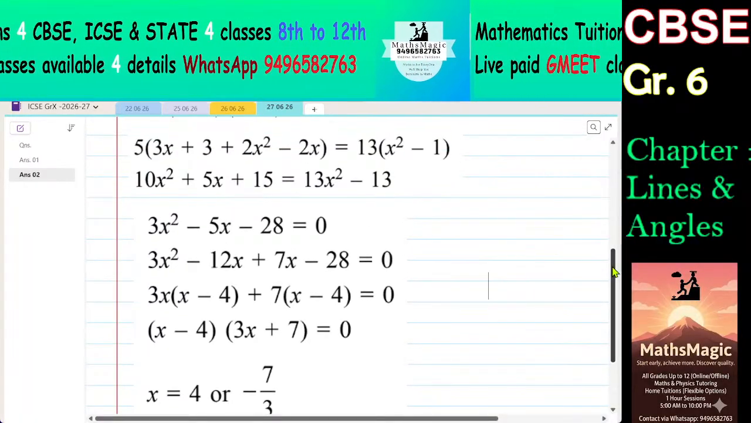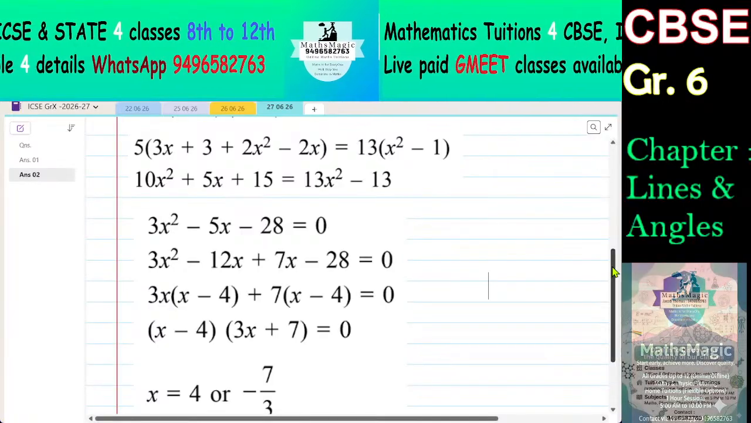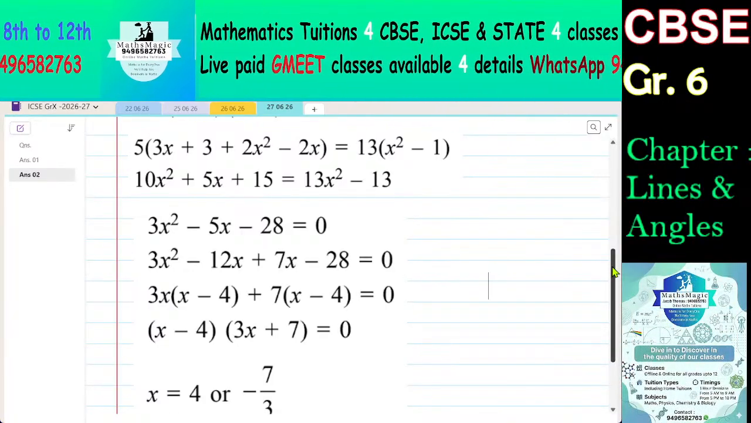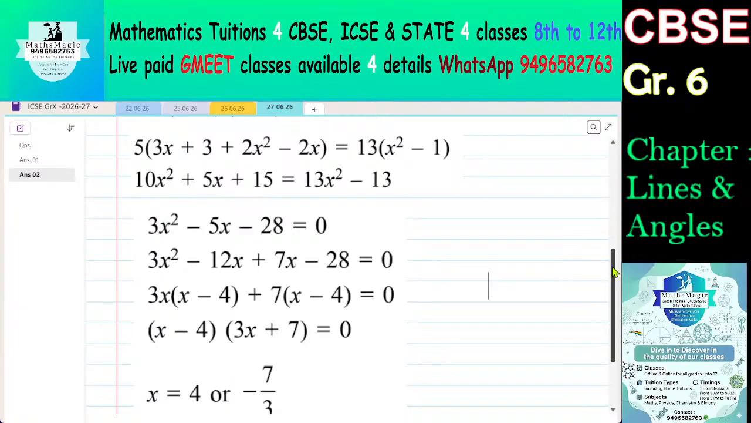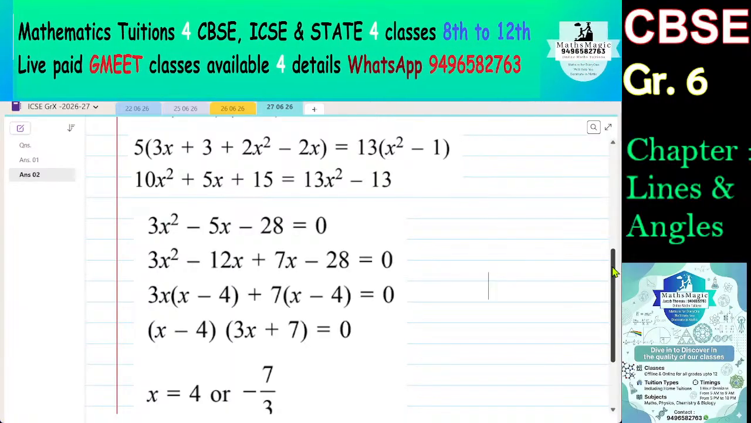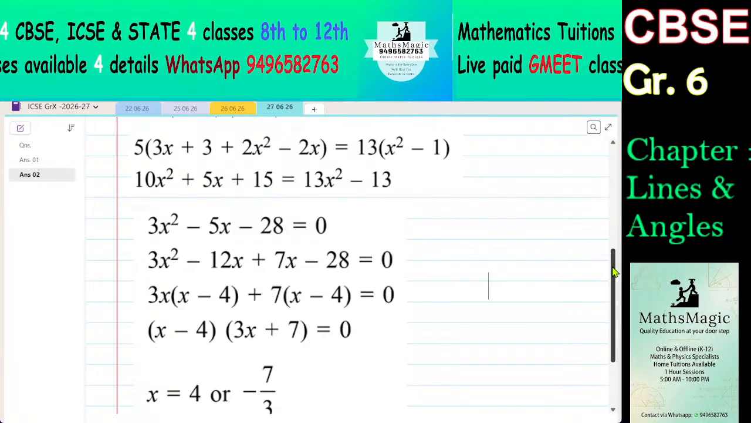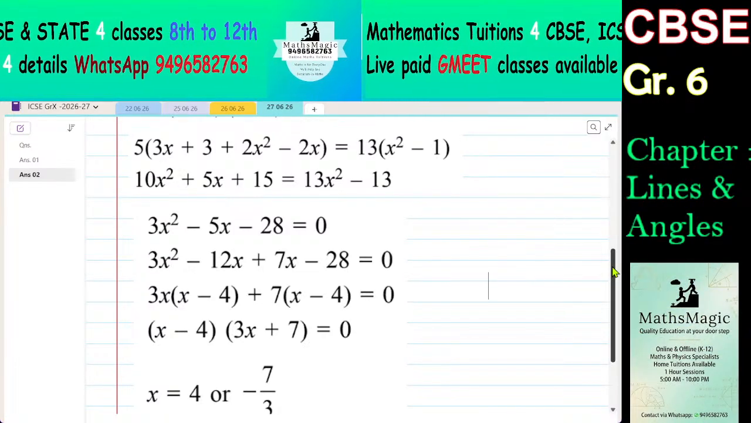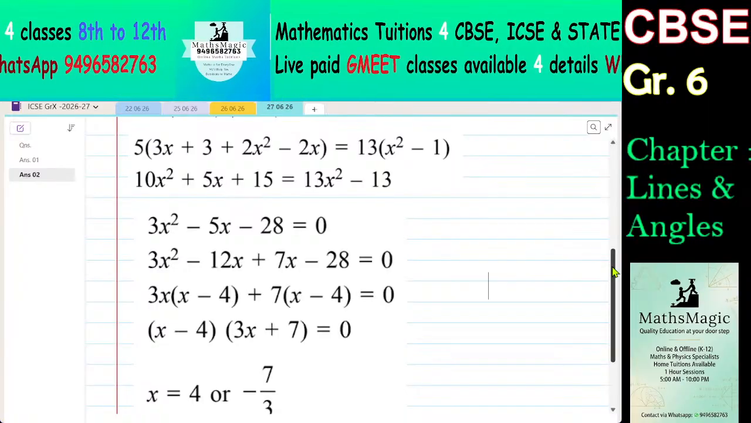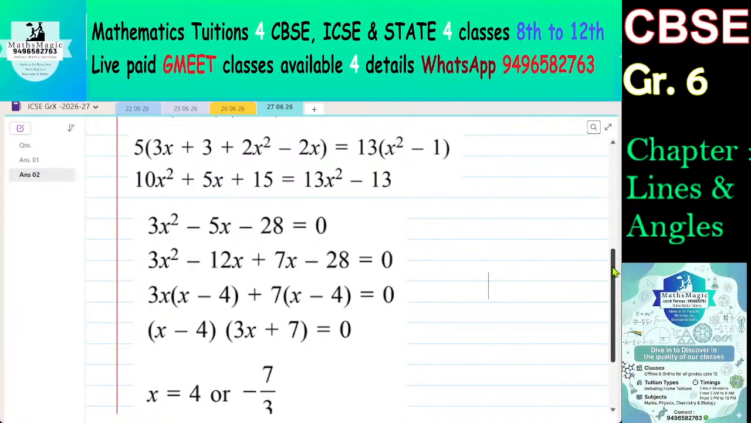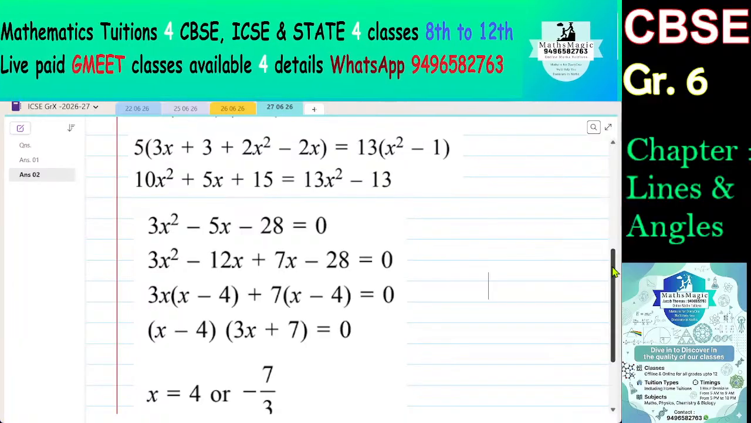Then 13x squared minus 10x squared, you'll get 3x squared. The 5x to the right side will make minus 5x. Minus 13 minus 15 gives you minus 28. So your quadratic equation becomes 3x squared minus 5x minus 28 equals 0. 28 times 3.